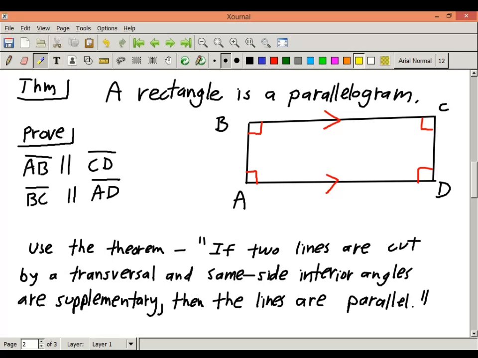Now let's use that same theorem, but with different parts of the drawing. Let's say this time here's two lines, the left and right sides. This time let's consider the transversal to be side AD. So there's two lines cut by a transversal, and that makes angles A and D same side interior. And notice that angles A and D are both 90, so the same side interior angles are supplementary. So that means the lines AB and CD are parallel. So I'm going to mark that off.